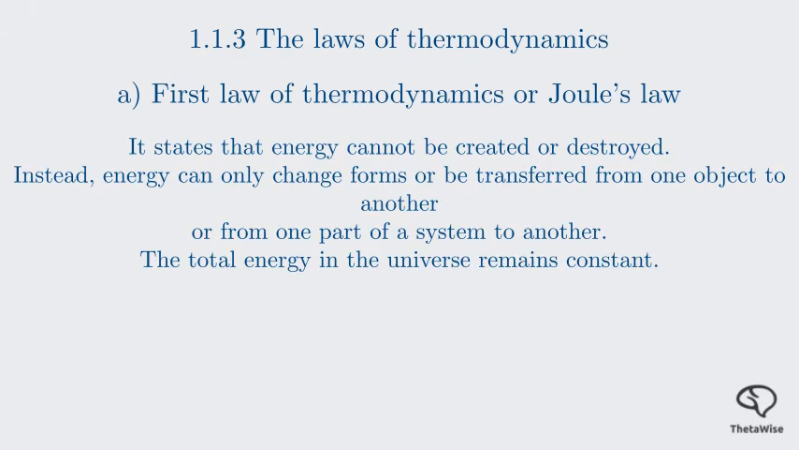This means that if a system gains some energy, that energy must have come from somewhere, either from its surroundings as heat or work, or it was converted from some other form of energy within the system. For an ideal gas, its internal energy, U, depends only on its temperature. Therefore, if the temperature of an ideal gas increases, its internal energy must increase. The first law is expressed mathematically by Joule's law.